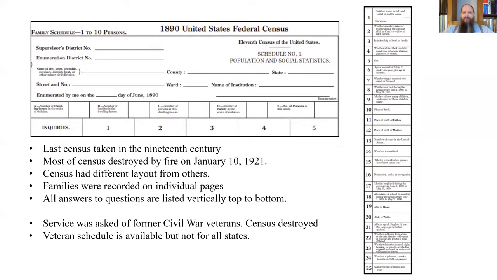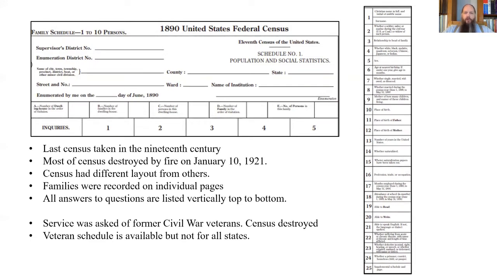So the families were laid out very differently. Individual pages were set aside for individual families. All the questions that had to be answered were listed vertically from top to bottom, just as you see displayed on this slide. So they were not left to right, they were rather top to bottom. So running a totally different direction.